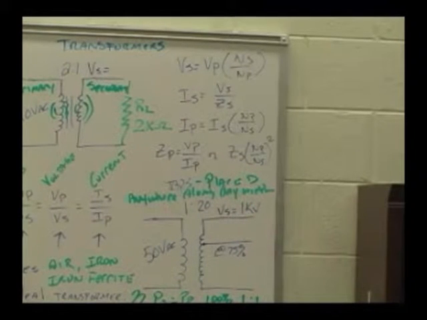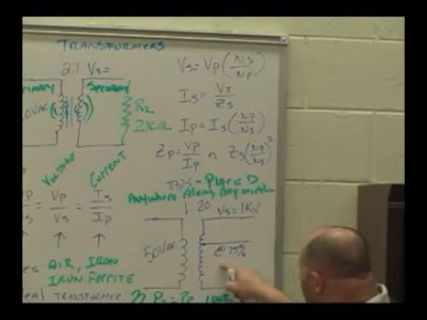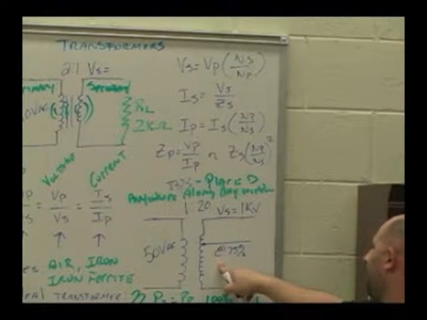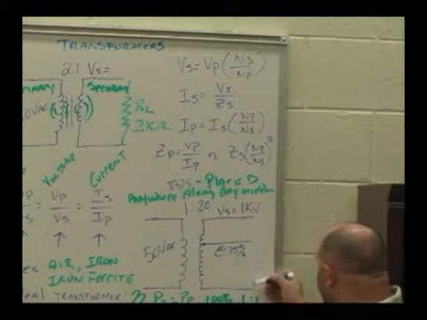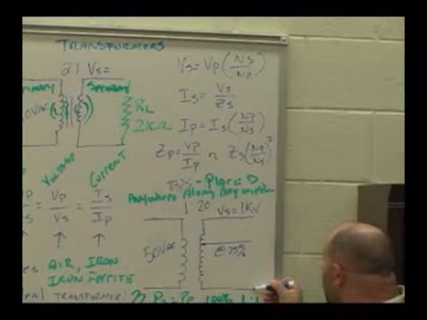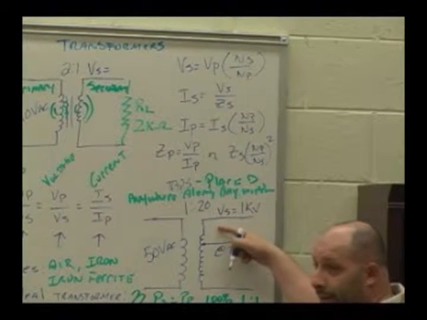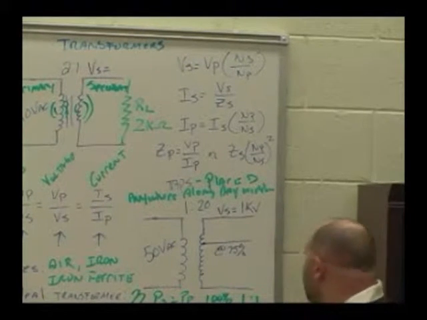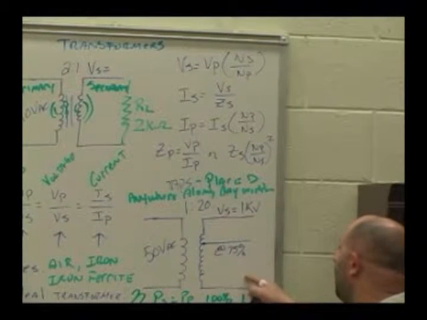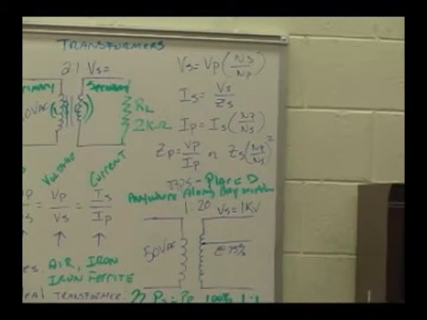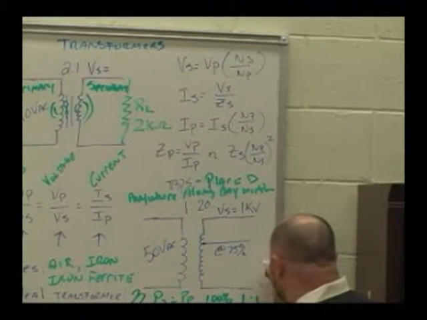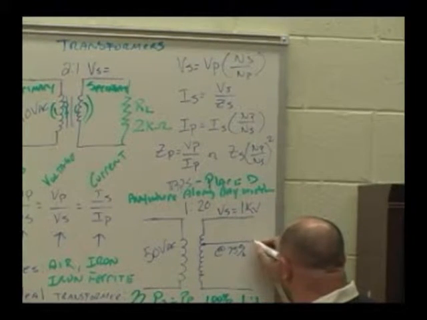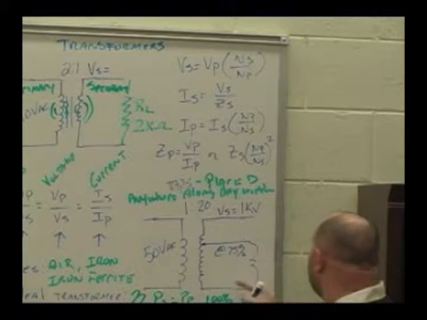Now, notice I have a tap, and I've got 75% here. So from the tap down to the bottom is 75%. What's up here? 25%. In order to figure this out, it's a good idea to find out what the whole secondary is worth, and then multiply that secondary potential times the percentage of what you're being asked. What's the potential from the point here in this tap to the bottom of the secondary?